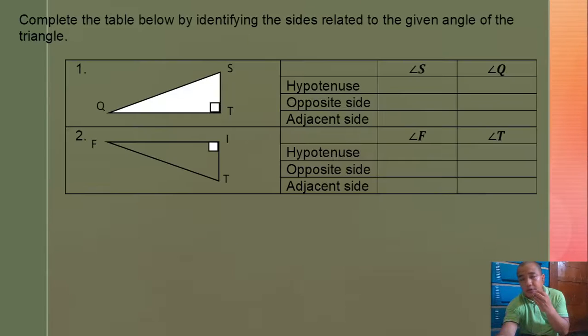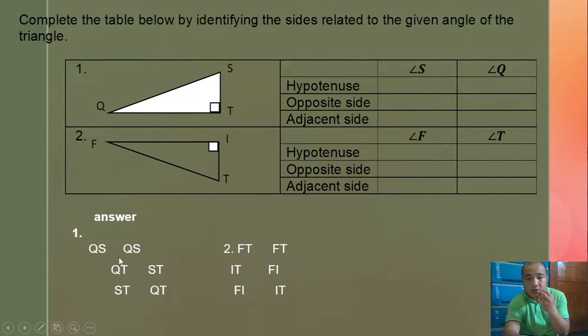So let's proceed to the exercises here. Complete the table below by identifying the sides related to the given angle. So the question here is, what is the hypotenuse if our reference angle is angle S? Opposite side and adjacent side. So this is the answer for number 1. Hypotenuse of angle S is QS. Hypotenuse of angle Q is also QS. Opposite side of angle S is QT.